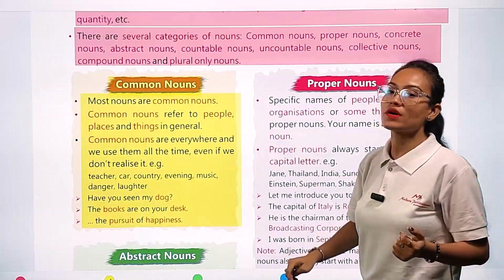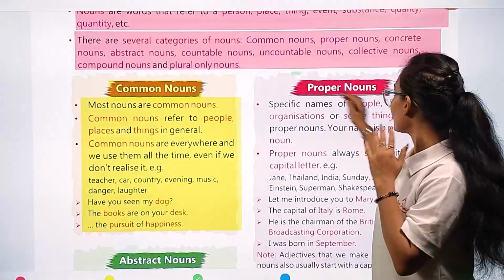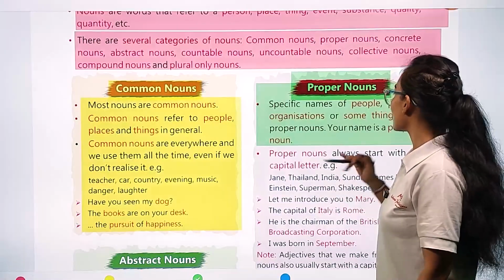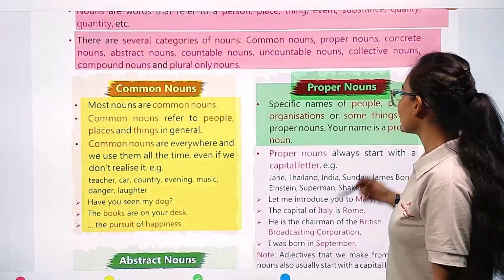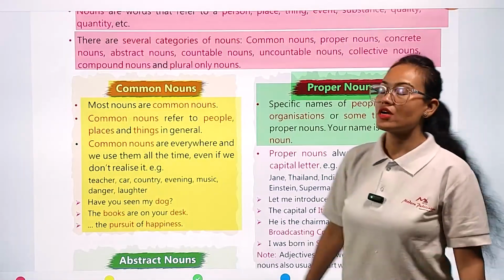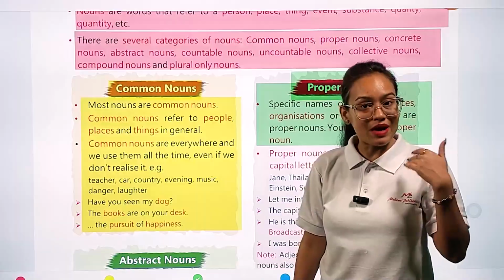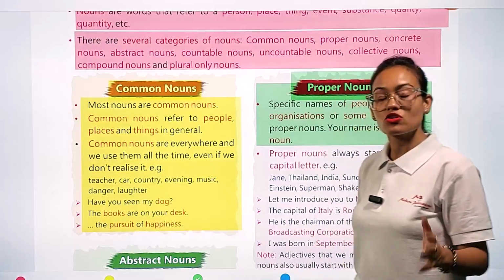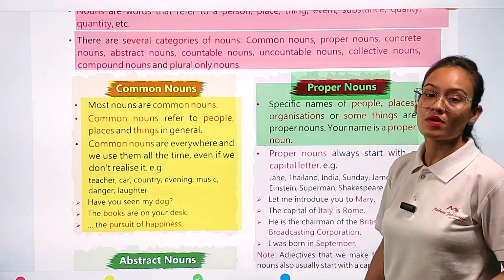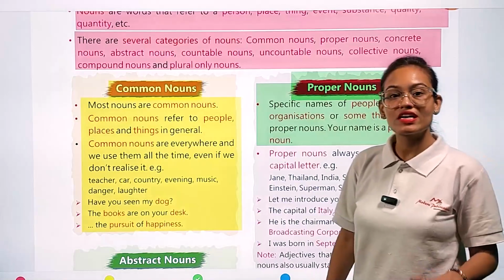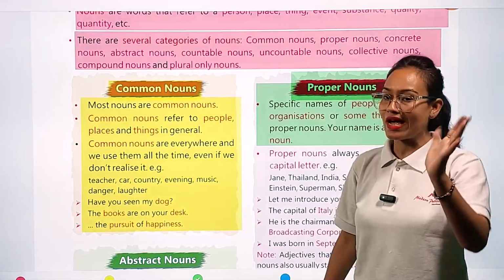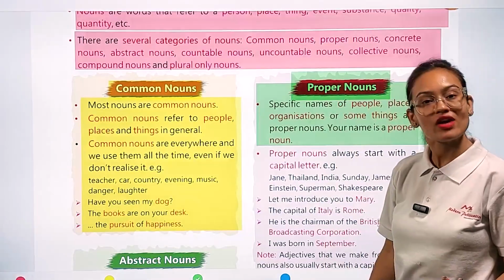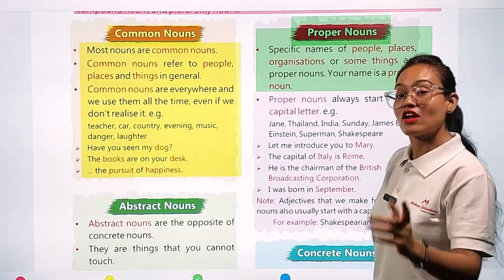Now we are going to see the proper noun. What is the meaning of proper noun? Let's see. Proper nouns are specific names of people, places, organizations, or some things. Your name is a proper noun. My name, your father's name, your mother's name, my parents' names, they all come under the category of proper noun. Proper noun means whenever we give a specific name to any person, any animal, any place, any object, etc., they all come under the category of proper noun.